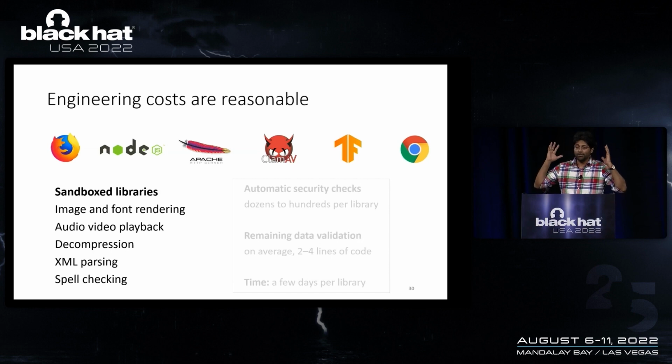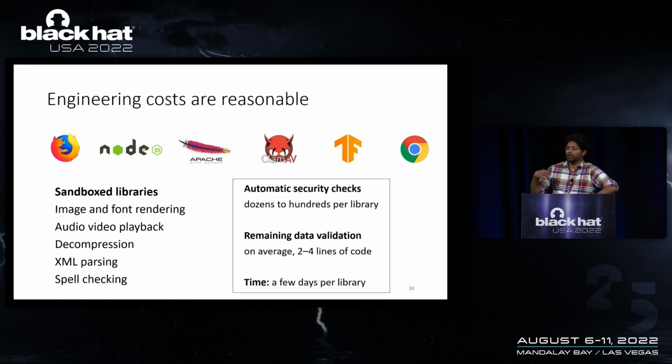So we tested a whole bunch of applications to sandbox several libraries, applications like Firefox, Node.js, Apache, and so on. And we sandboxed several different classes of libraries: image and font rendering, audio-video playback, XML parsing, there's a whole list. And broadly, what we saw is that RLBox is able to automate away hundreds of lines of glue code to do with all of the same ABI, marshalling, and even security checks.